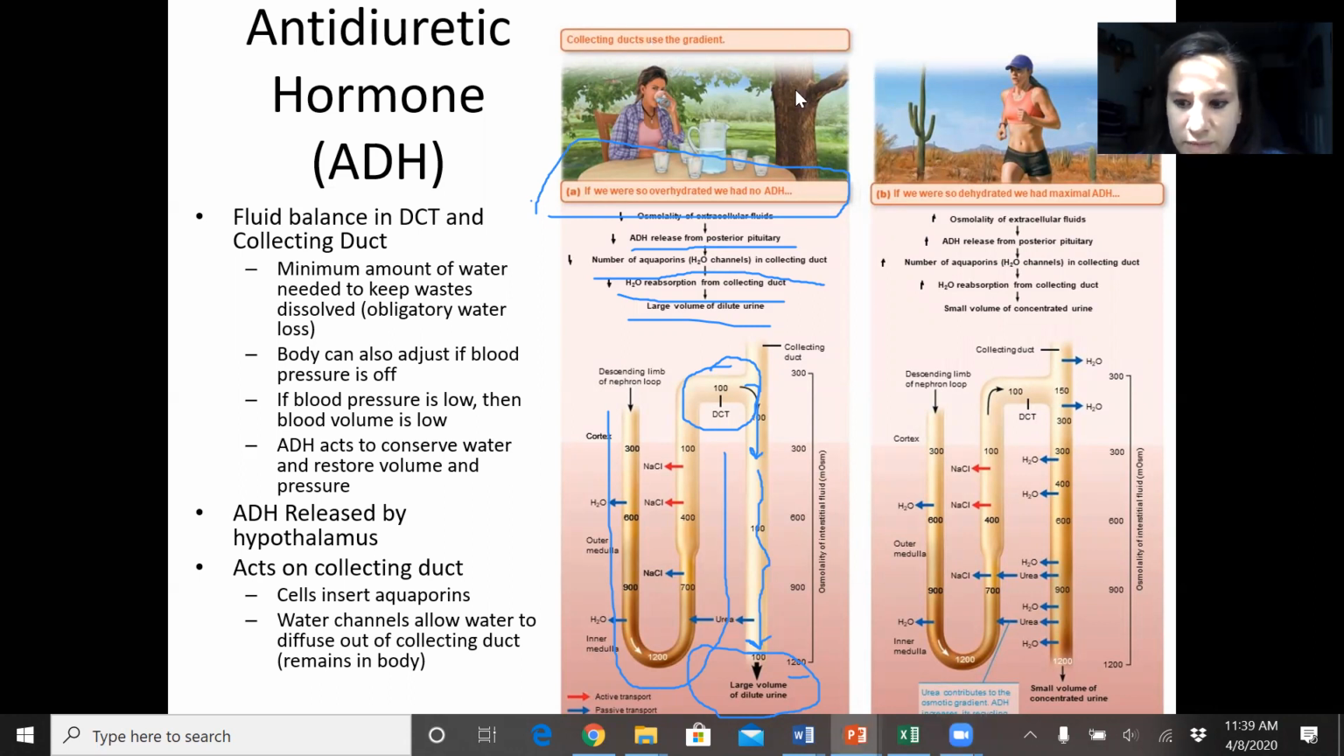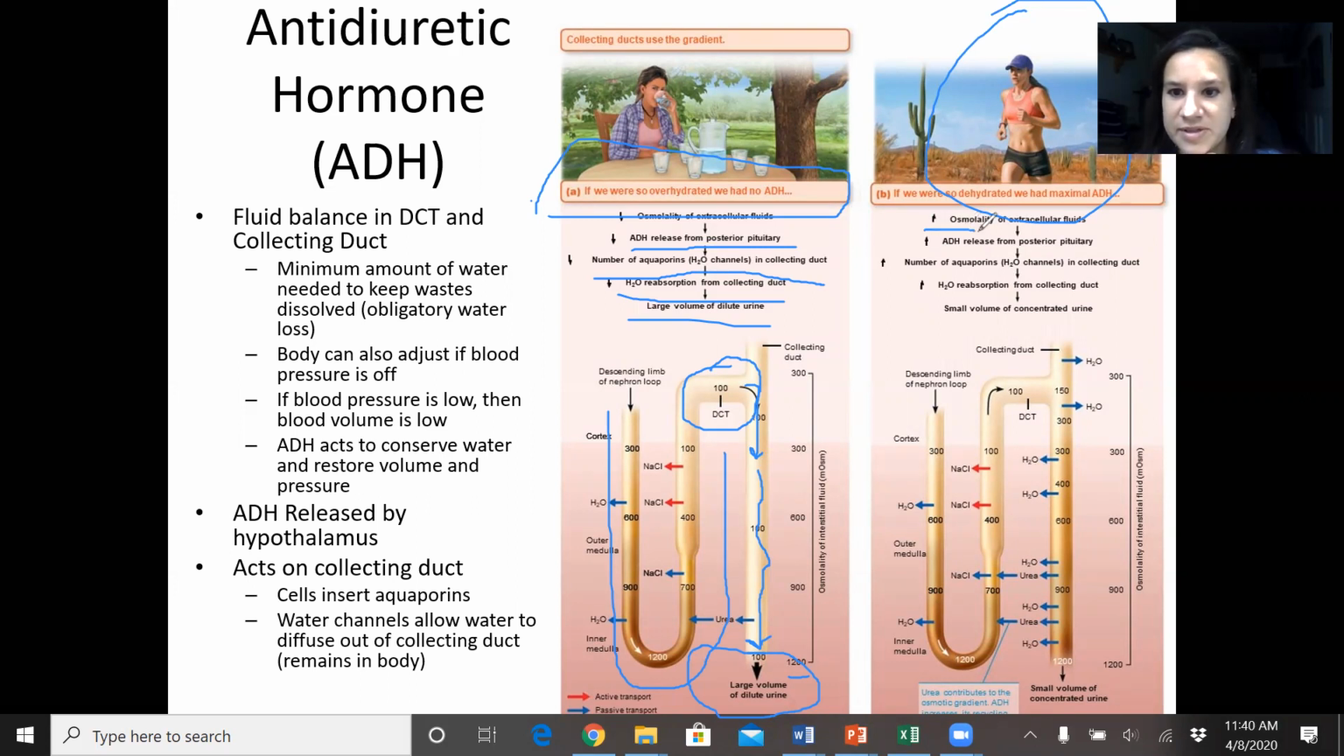So let's say we are dehydrated. Okay, so here's our woman running in the desert. Bad choice. Okay, so if we are very dehydrated, we're running through the desert, maybe there's not enough water checkpoints on our marathon run here.